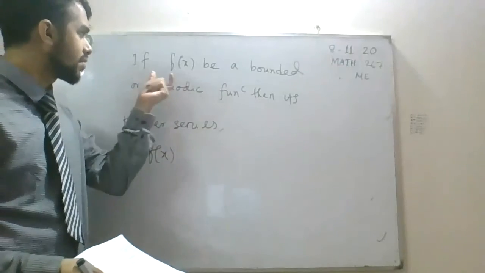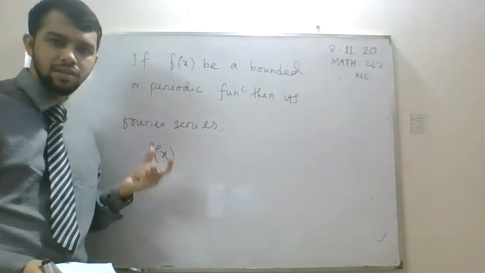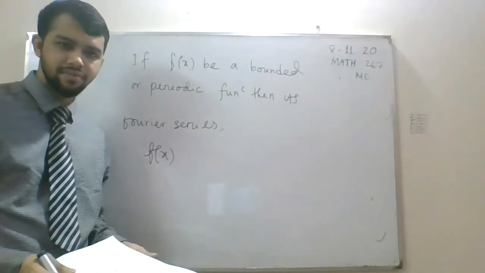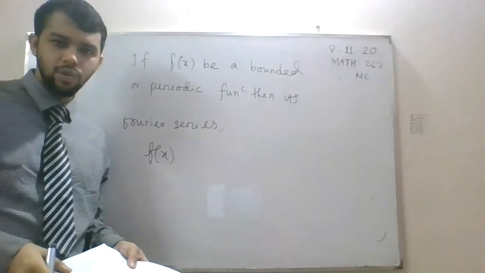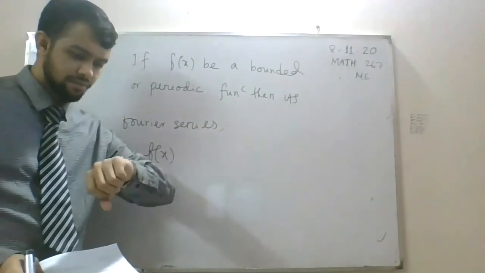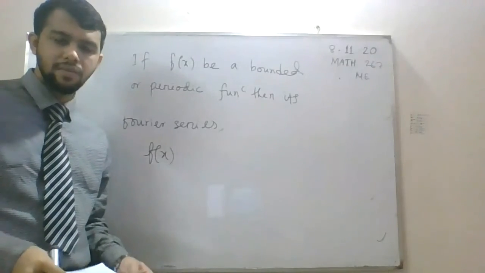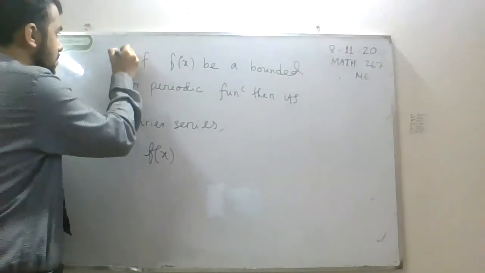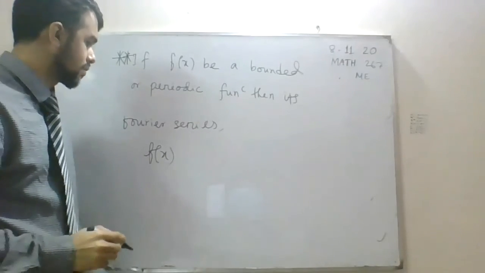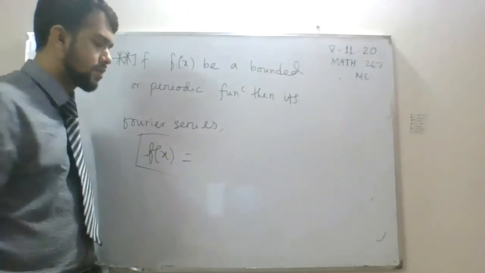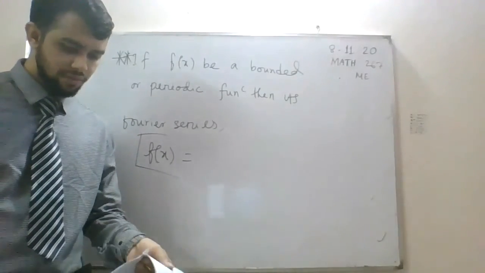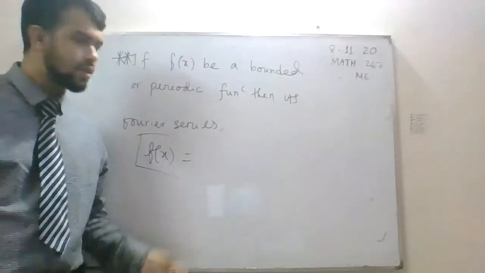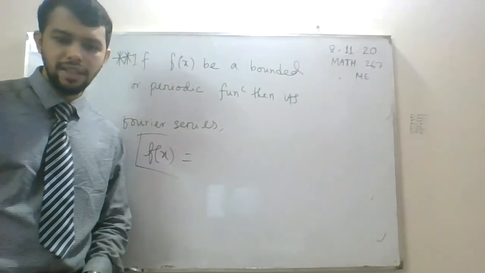Do you remember the formula? If f(x) is a bounded or periodic function, then what is our Fourier series? And what is the formula of Fourier series for f(x)? What about it? Anyone? Okay. This is your task. So, anyone, can you please tell me, if f(x) is a bounded or periodic function, then its Fourier series f(x) equals to what? Anyone?